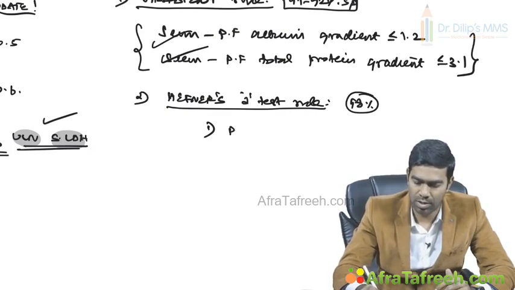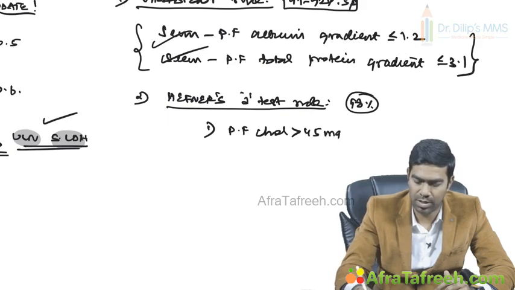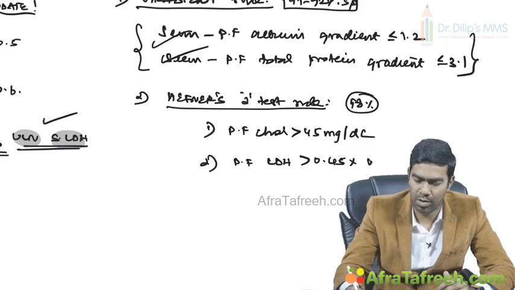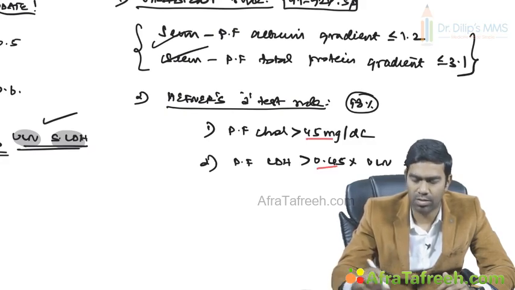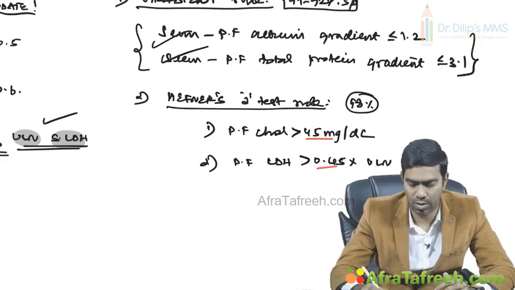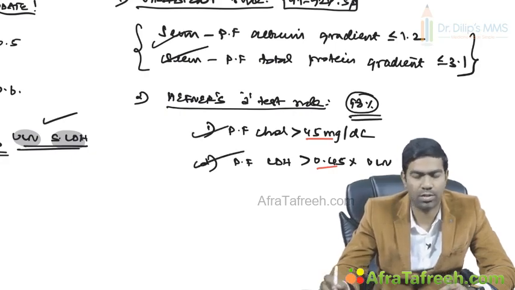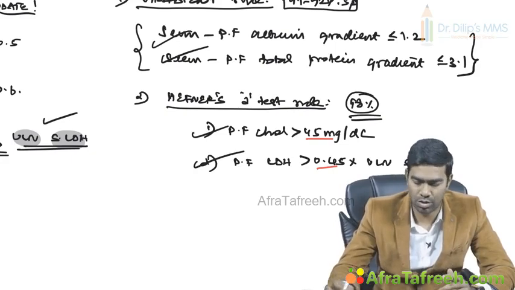Number 1 is the pleural fluid cholesterol, which should be more than 45 milligrams per deciliter. And this is called the rule of 45s also. You will see now why. Pleural fluid LDH is more than 0.45 times the upper limit of normal of your serum LDH. So this is why it's called the rule of 45s also. Clear? So this is called Hefner's 2-test rule, and if both are present, the specificity for an exudate is 98%.